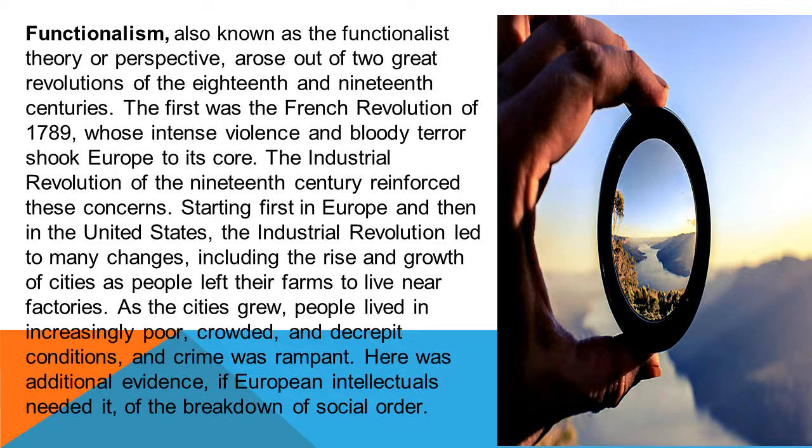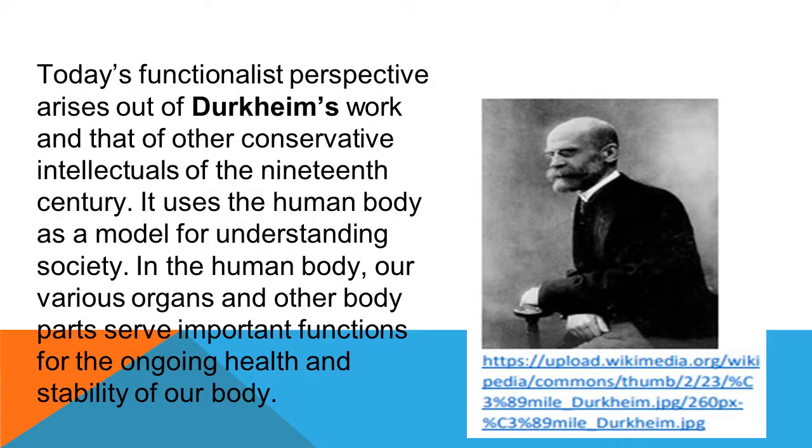As the cities grew, people lived in increasingly poor, crowded, and decrepit conditions, and crime was rampant. Here was additional evidence, if European intellectuals needed it, of the breakdown of social order. So the functionalist perspective arises out of Durkheim's work and that of other conservative intellectuals of the 19th century. It uses the human body as a model for understanding society.